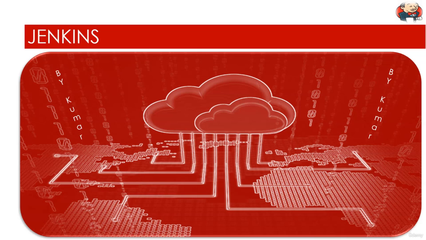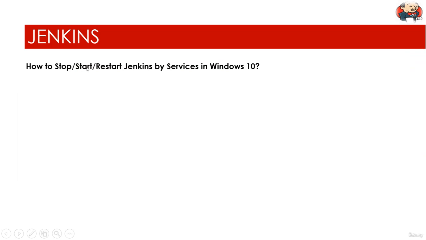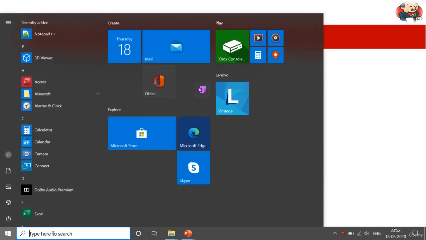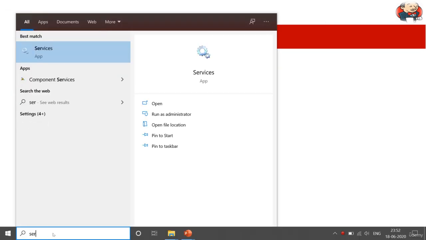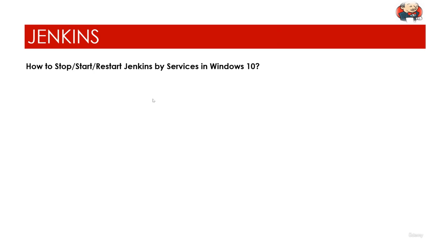Hello and welcome. In this lecture, we are going to talk about how to stop, start and restart Jenkins by services in Windows 10. So just click on the start button and type services, and then click on that.